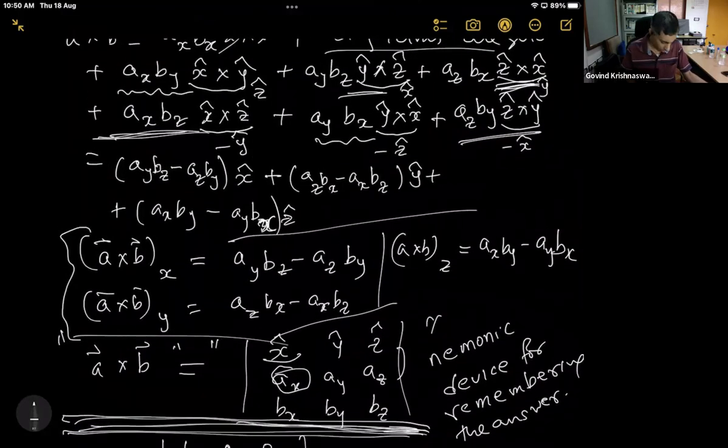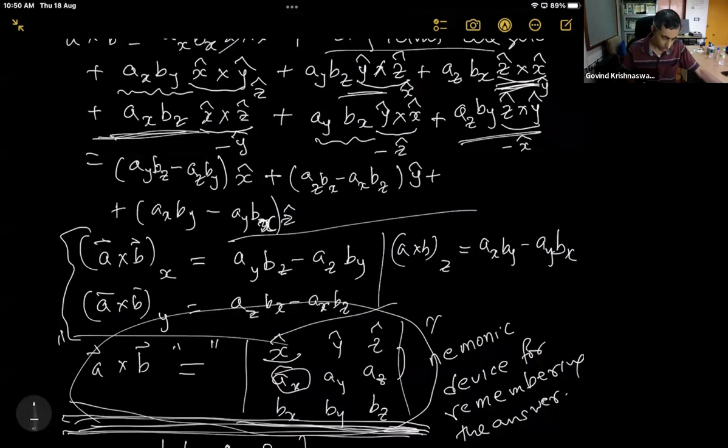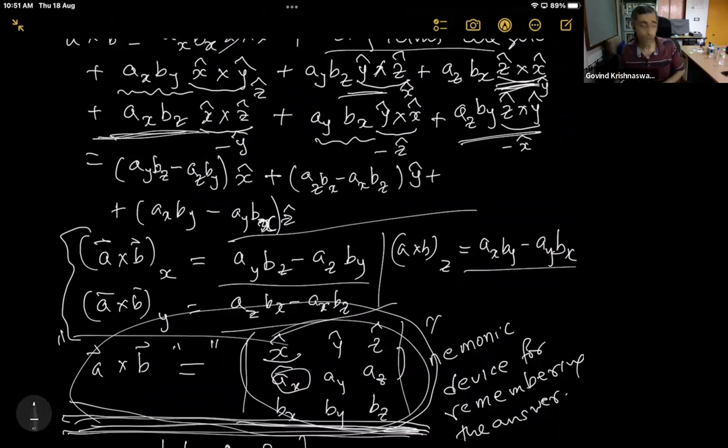And for those who did use this determinant expression, it's fine. You may not get all your marks for it, but I hope now you see where this trick comes from. It comes from explicitly working out these expressions, and I hope you will.